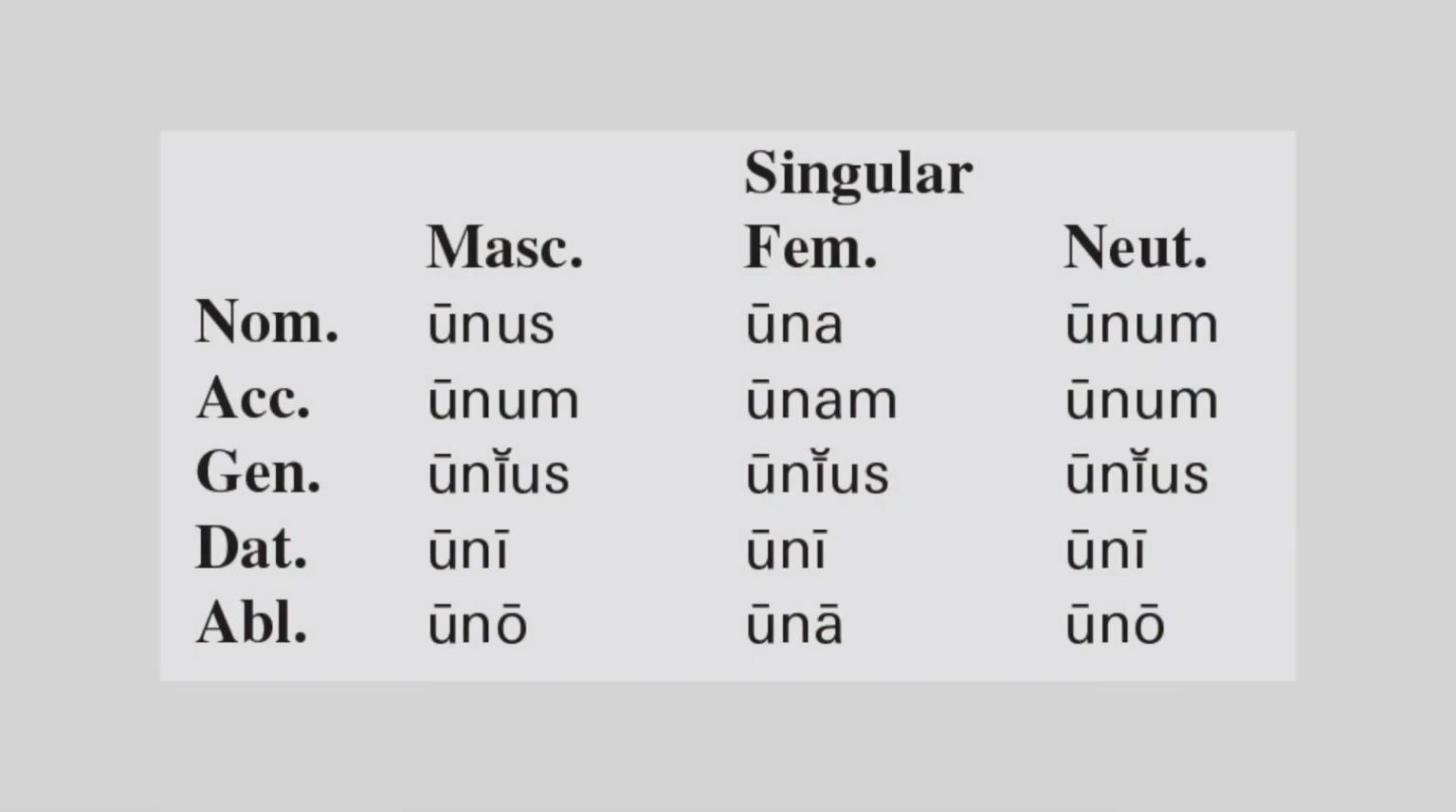Okay, unus, una, unum, unum, unam, unum. Unius, unius, unius, uni, uni, uni, uno, una, uno. Notice again, we've had this before, I don't mess around with the vocative because we're not going to need a vocative of the word one. So the basic idea we're establishing here is that numbers are adjectives, and therefore they need to be able to agree with the noun they are describing.